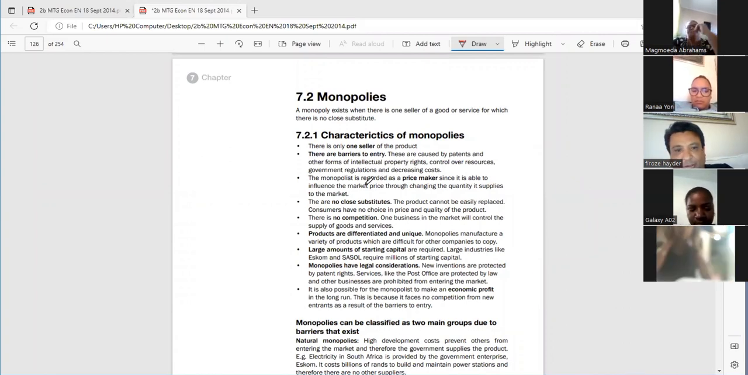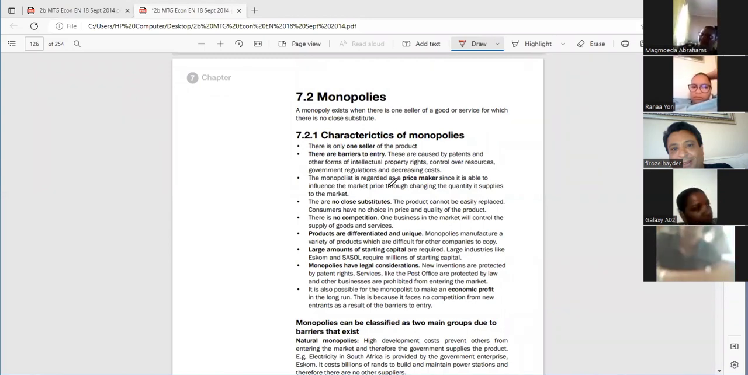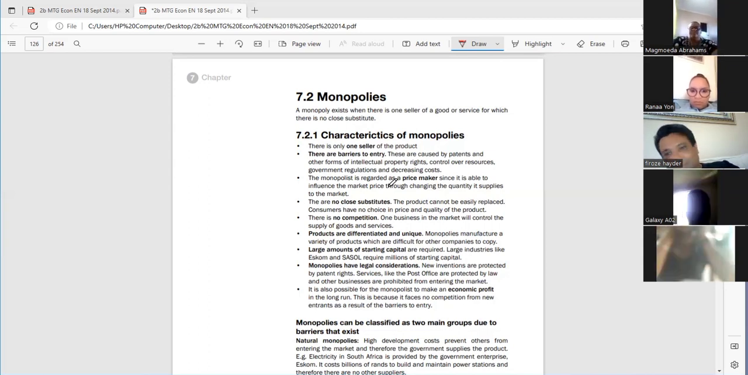Okay, let's continue. Now, there is only one seller. When you talk about monopoly, there's one seller. It's difficult to enter. Number two, there are no close substitutes. Is there any close substitute when it comes to electricity? Everybody's trying, but they can't get one. So there are no close substitutes. Next one is there's no competition. No one can compete with them. It's basically impossible to compete with Eskom. People are trying to get different types of solar panels, but no one can come close to Eskom. So Eskom is completely a monopoly. Okay, next one.